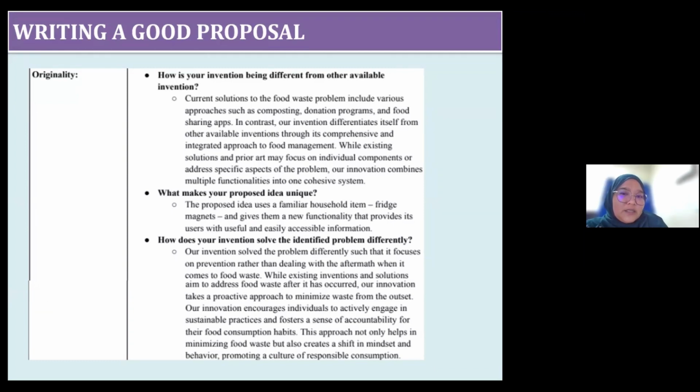So in originality, we are asking how your invention is different from other available inventions. What makes your proposed idea unique? How does your invention solve the identified problem differently?